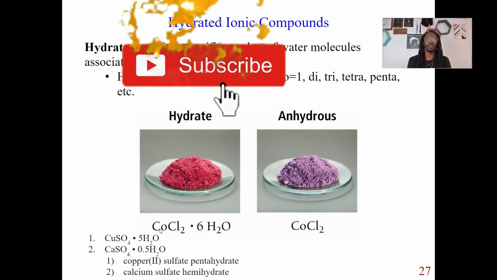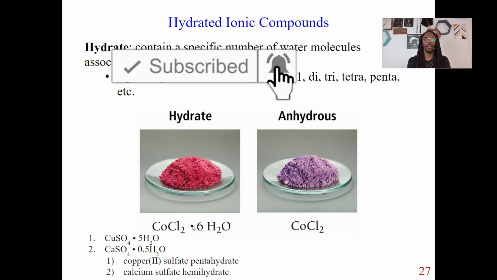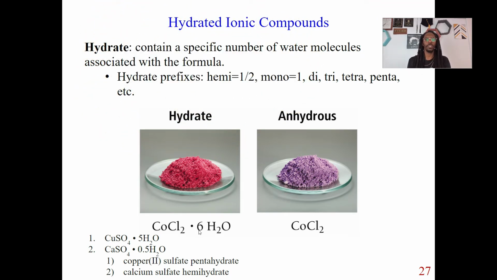Now for instance, this will be a cobalt chloride, and then we have to make sure that we say how many waters I have. So in this case, this is a hexahydrate. Okay, because this is letting me know I have 6 water molecules. I got two other examples here.